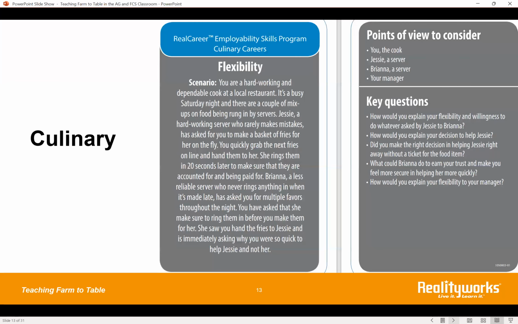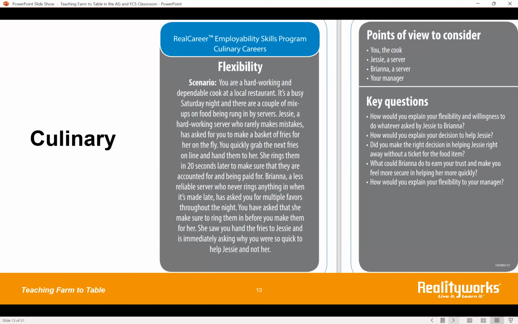The last one we have is culinary. Again, another great employability skill here, and that soft skill is flexibility. Okay, here's the situation. How are you going to handle that ability for flexibility? In this case, you see the points to consider. We bring in different views. It's not always from you, it's from your coworkers, your managers, from the overall public, depending on what that is, and then giving different types of questions for you to look at, to work on.